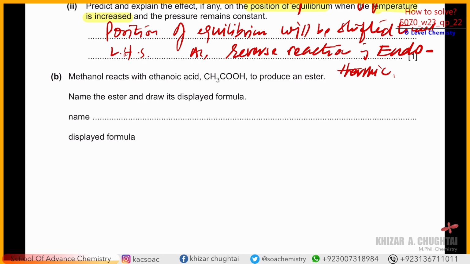Part B, methanol reacts with ethanoic acid to produce an ester. Name the ester and draw its displayed formula. Name the ester, you know what is the name of the acid. The acid is basically ethanoic acid, and methanol is the alcohol that is going to react. So the name is written from alcohol to acid. First of all, I will write methyl, then I will write ethanoate. So the name is methyl ethanoate.